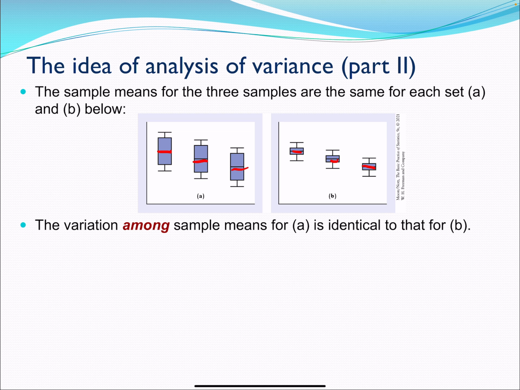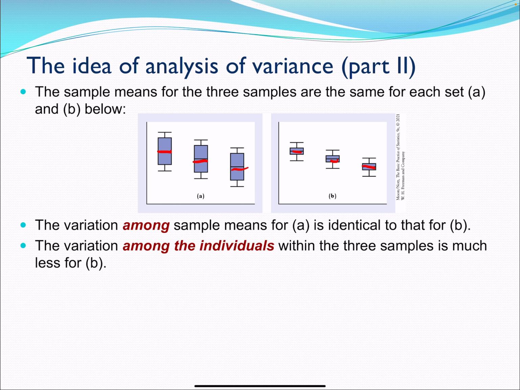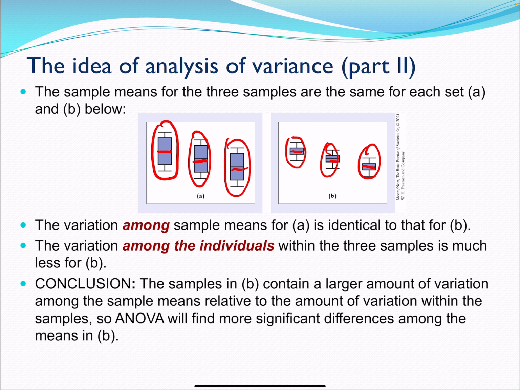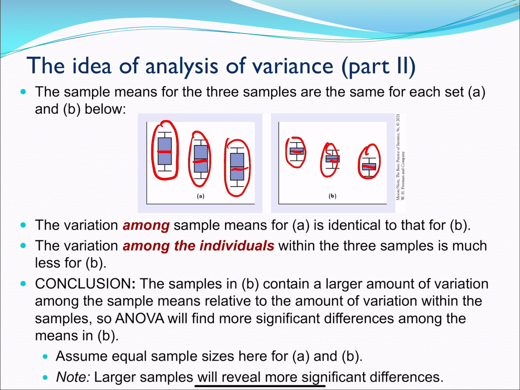But the variation among the individuals within the three samples is much less for B. B has less variation because its data is less spread out than that in A. So we can conclude the samples in B contain a larger amount of variation among the sample means relative to the amount of variation within the samples. So ANOVA will find more significant differences among the means in B. And we assume that they're equal sizes here. And always keep in mind that larger samples reveal more significant differences.